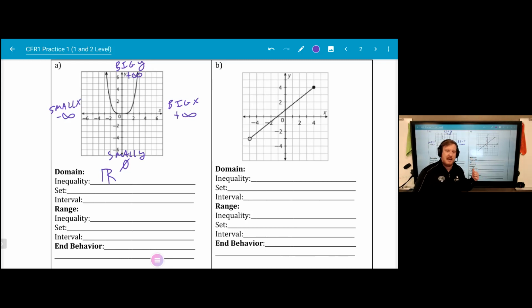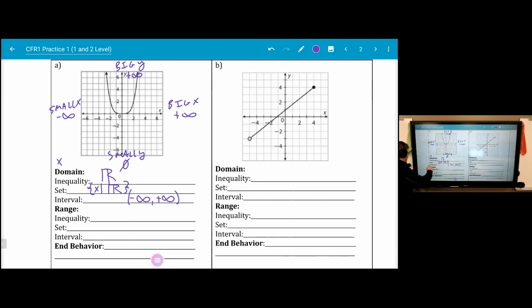And once again, that's from the guided notes. In set notation, it's the set of all numbers X such that X contains all real numbers. Now, for interval notation, you cannot just call it all real numbers. You've got to tell me it goes from negative infinity to positive infinity. Since there's no exact value for those, we put parentheses on them. So again, we've just taken care of the X values.